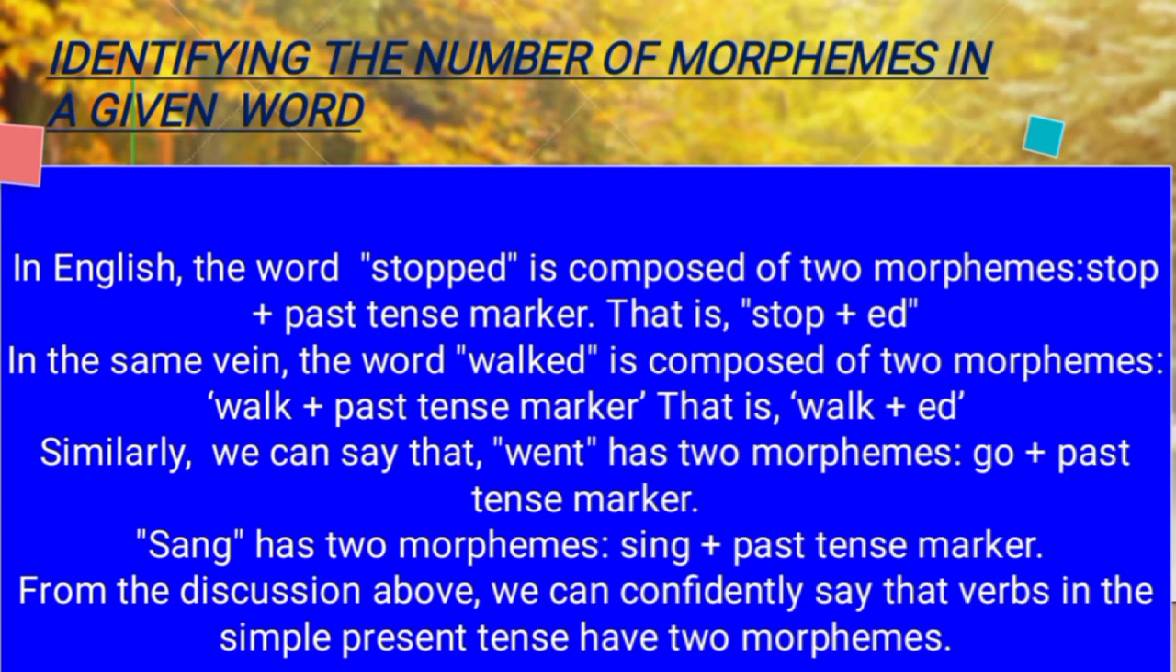In the same vein, the word walked is composed of 2 morphemes. Walk plus the past tense marker. That is walk plus the past tense marker, which is ed. Similarly, we can say that went has 2 morphemes, go and past tense marker. Now sang has 2 morphemes, sing plus the past tense marker. From the discussion above, we can confidently say that verbs in the simple present tense have 2 morphemes.